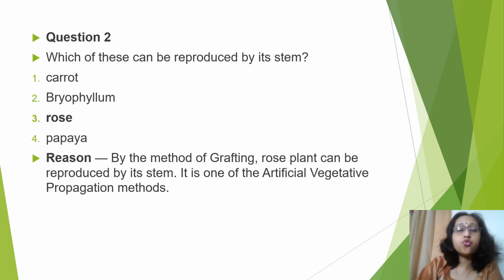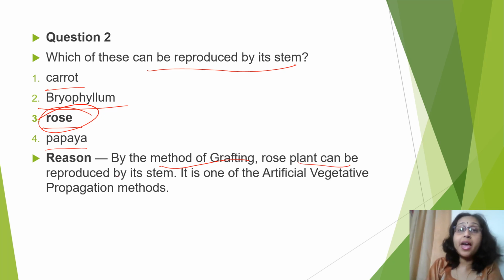Next one, question 2. Which of these can be reproduced by a stem? Carrot, bryophyllum, rose, papaya. The answer is rose. Rose is done by the method of grafting. Rose plant can be reproduced by its stem. It is done by the artificial vegetative propagation method, which is grafting, done by its stem only. Is it clear to everyone? Now let us move on to the next one.